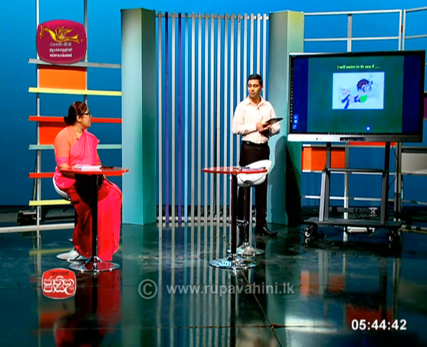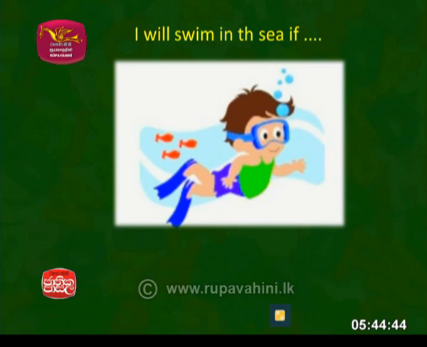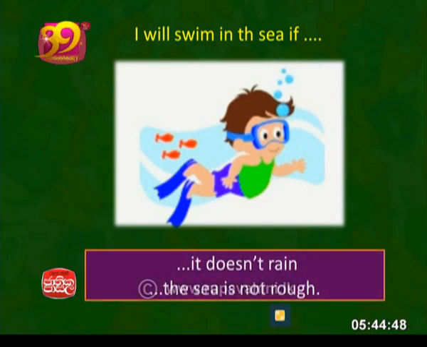I will swim in the sea if... Yes, so I will swim in the sea if what will happen? If it doesn't rain, if the sea is not rough. Yes, so possible things, right? Right. So look at the actions. This thing will happen if the condition is fulfilled. For this action to happen, some condition must be fulfilled. So that is what we are practicing now, condition type 1.